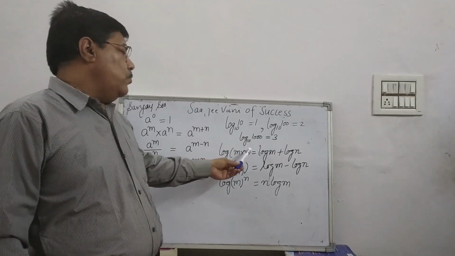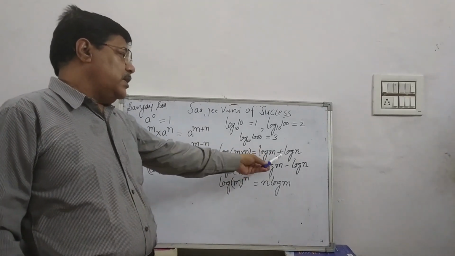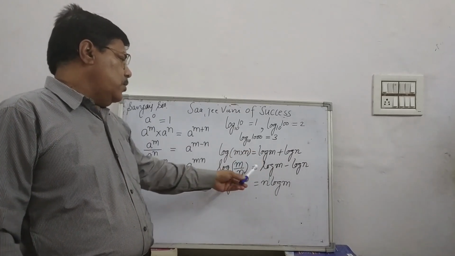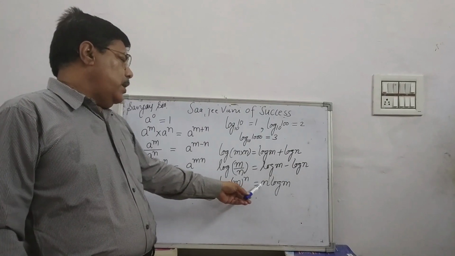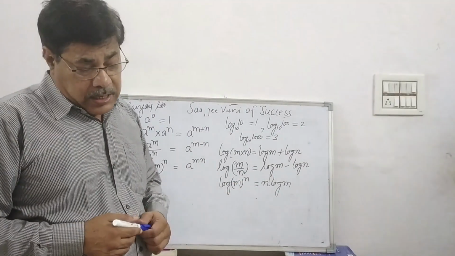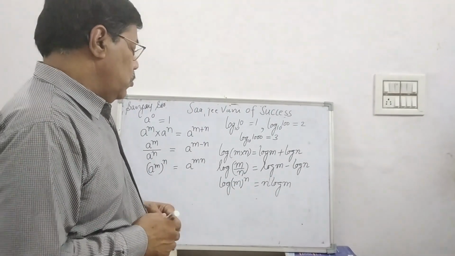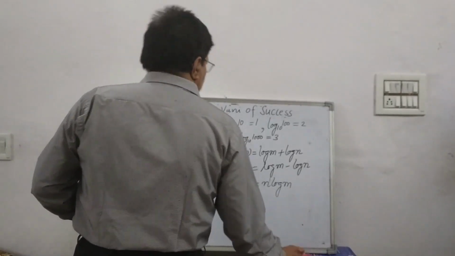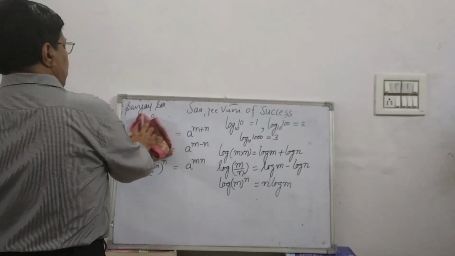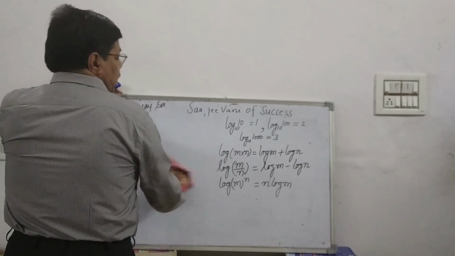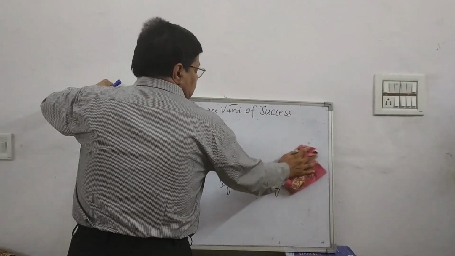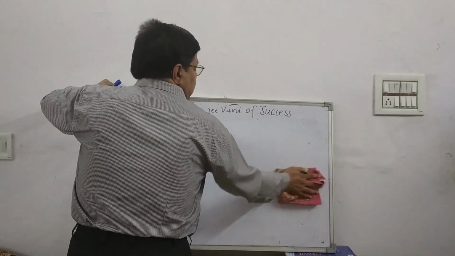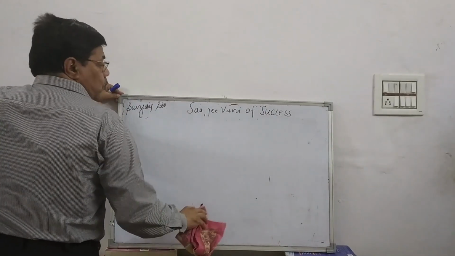Log m into n equal to log m plus log n. Base is 10. Log m upon n equal to log m minus log n. Log m to the power n, so n log m. So these are the expansion of log. Now coming to trigonometrical identity. Clear? Okay. Remember these formulas, then you will find easier to apply them in your questions.